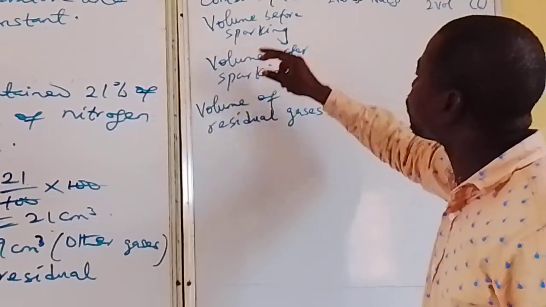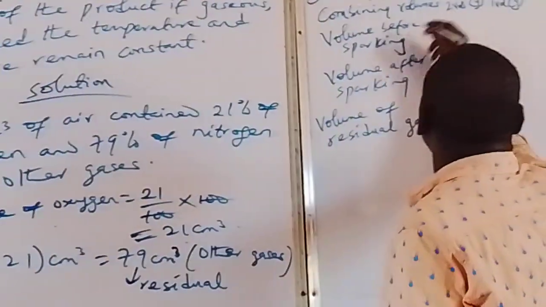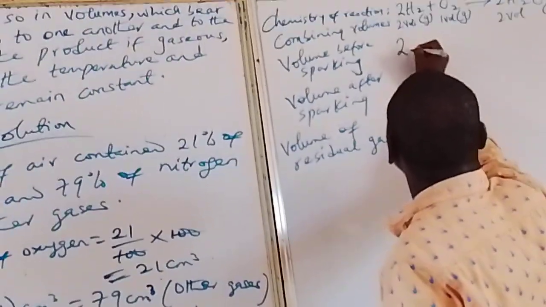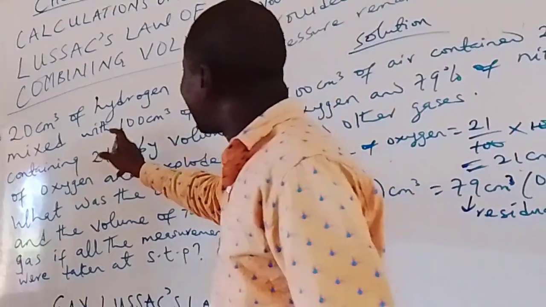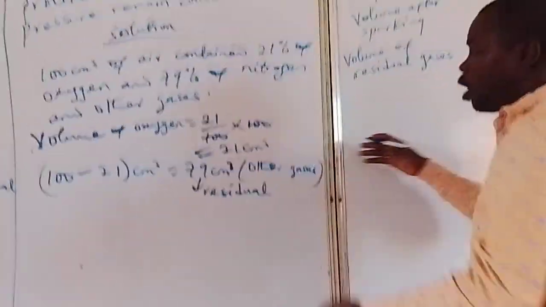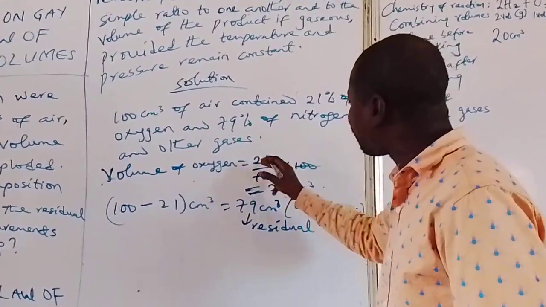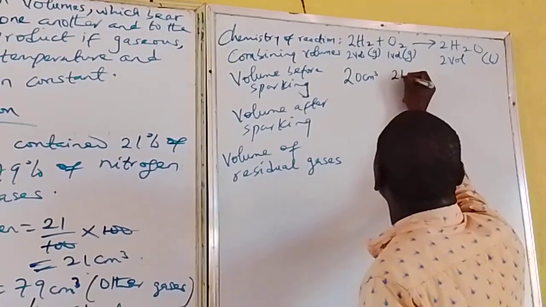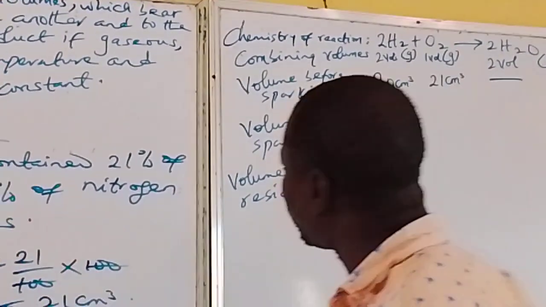Then combine the volume before sparking. Now let's go back to the context. 20 cm³ of hydrogen. That is the volume of hydrogen before sparking, so I'm going to write 20 cm³. Then mixed with 100 cm³ of air containing 21% by volume of oxygen. So before sparking, the percentage of oxygen is 21, then the volume of oxygen will definitely be 21 from our calculation. So the volume of oxygen before sparking is 21 cm³. Then before sparking, this is a dash, there is nothing there.